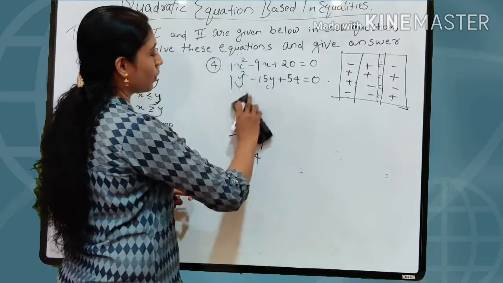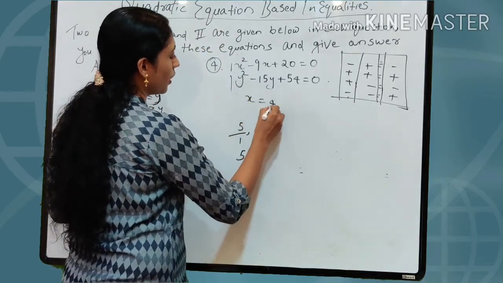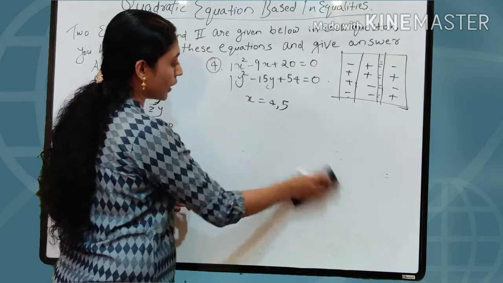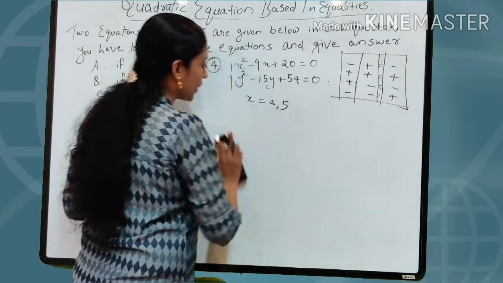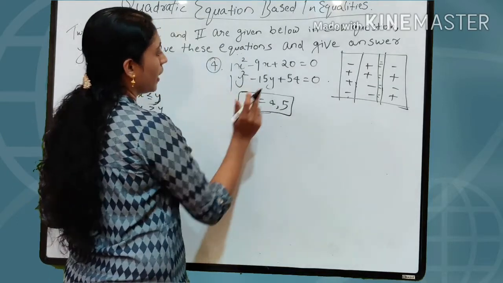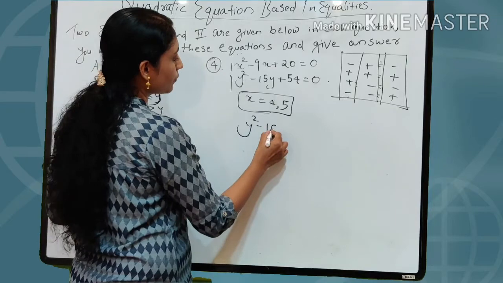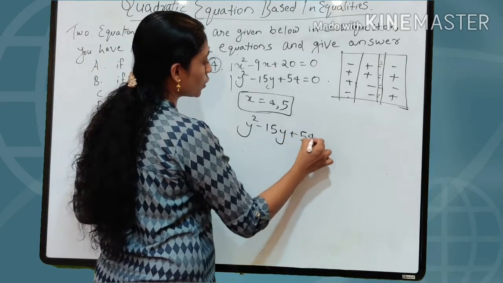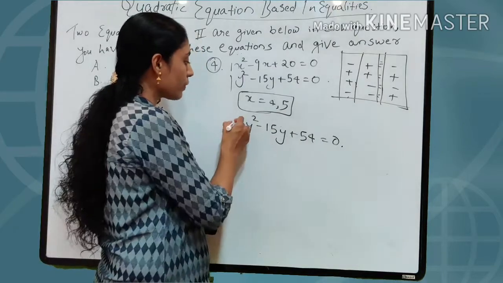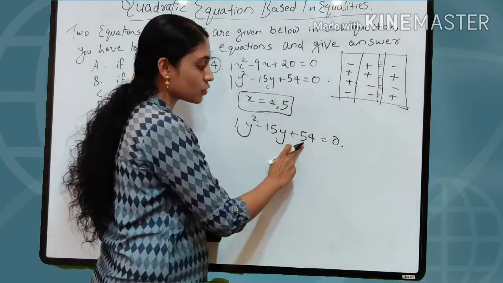Right? So how can we write? x is equal to 4 and 5. We got two values for x. Similarly, we will get two values for y. Those values we have to find from this equation. So x is equal to 4 and 5, and here y square minus 15y plus 54 is equal to 0. Right? Here also the y square term is 1, so we have to concentrate only on the constant term.